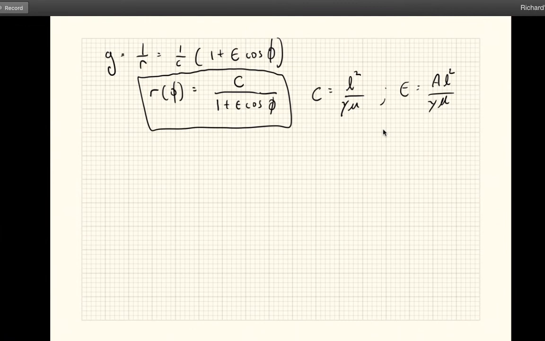A couple things you should look at. Convince yourself. One, you should verify the following: that epsilon is unitless, as it has to be, just by looking at this. And of course, therefore, that means that C has units of length. Okay, but you can verify those for yourself. Okay, so now what we're going to do is we're going to consider the case of a bounded orbit. Okay, so bounded.